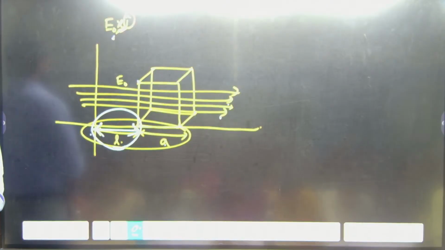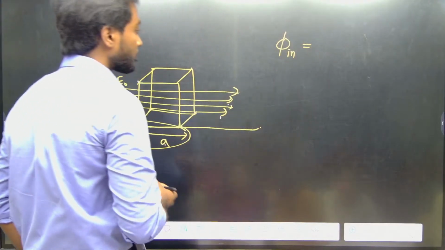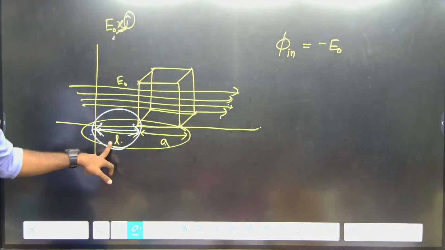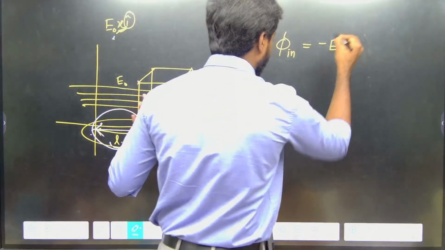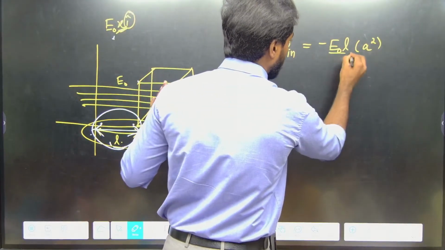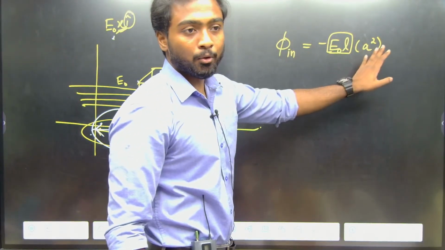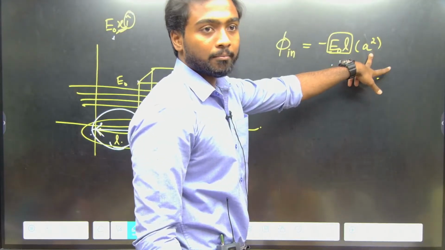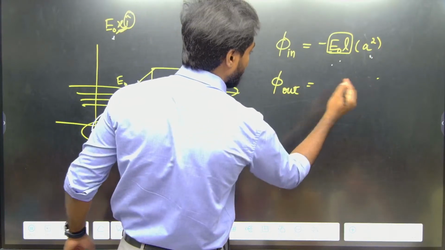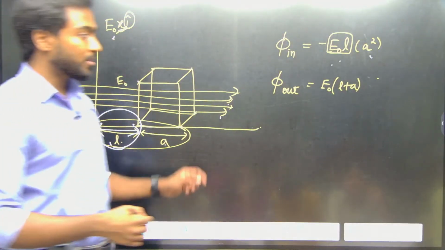Okay. Flux which is in will be equal to minus E naught. What is the distance it has travelled? L. Okay, E naught L. What is the area of this? A square. I am talking about the electric field lines, how much they have travelled and the area. So I got the formula, no? Electric field into area is nothing but flux. Now the one coming out will be plus, so it is E naught times L plus A. Correct?